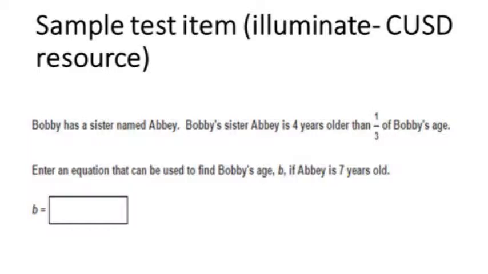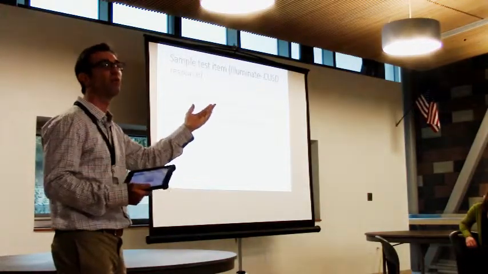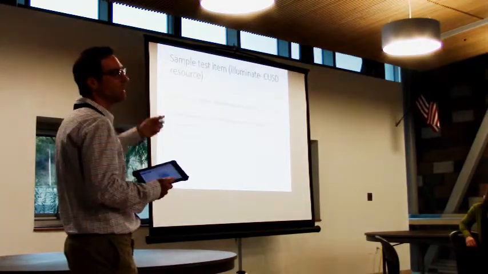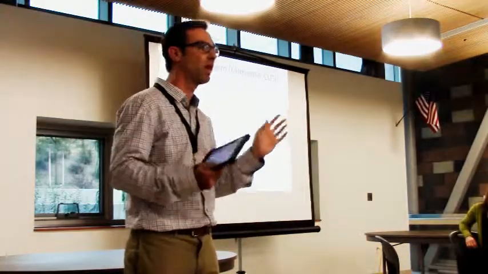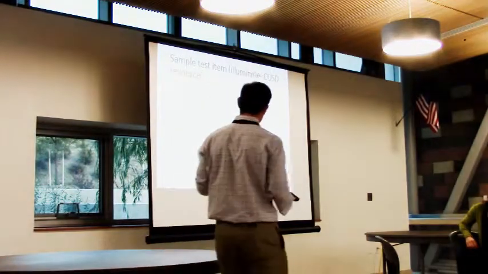It's not all that difficult. It's 1/3 of Bobby. Represent Bobby with your unknown. So 1/3 x. 4 years older than that equals Abby's age. Okay, so if you didn't follow me, that's okay. The point is, it can be represented algebraically, but note what they ask the students to do.